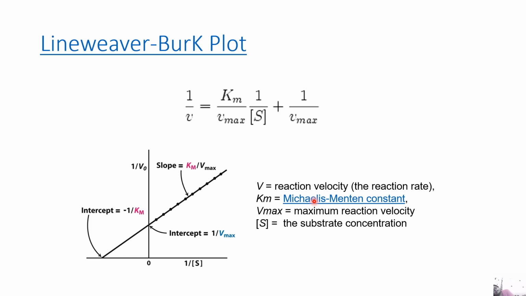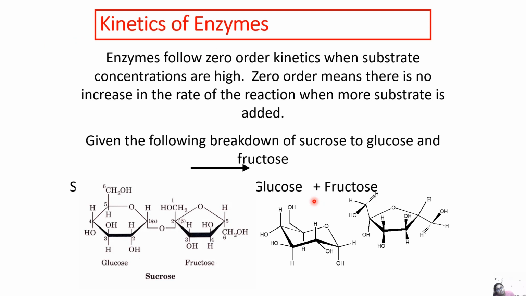Now if we make a double reciprocal plot, that is the Lineweaver-Burk plot, it basically inverts both sides. So it will give 1/V naught = Km/Vmax × 1/[S] + 1/Vmax. So this is a Lineweaver-Burk double reciprocal plot.